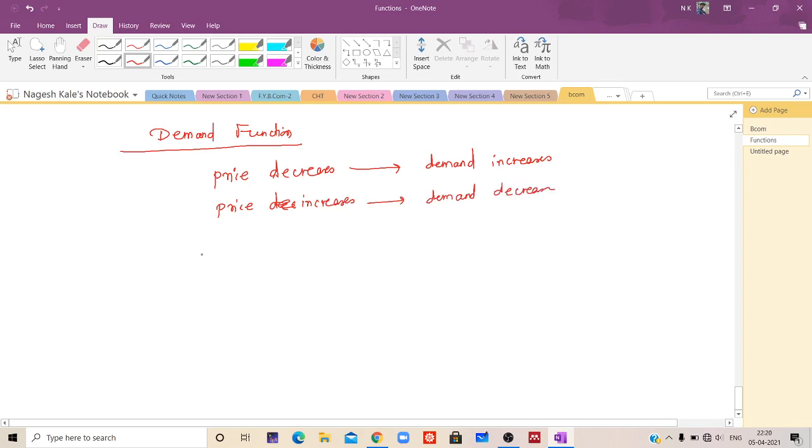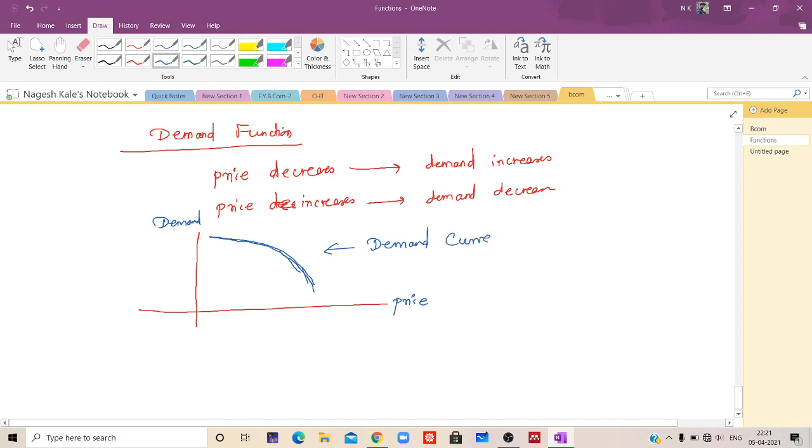So how can we plot this relation in a graph? Suppose this is my graph, and I am writing price on the x-axis and demand on the y-axis. I know that when price is low, demand is high, and when price increases, demand decreases. So for lesser price, higher will be the demand, and then demand will go on decreasing. So the curve will be of this type, right? This type of curve you will get for this particular function. So this curve is called a demand curve.